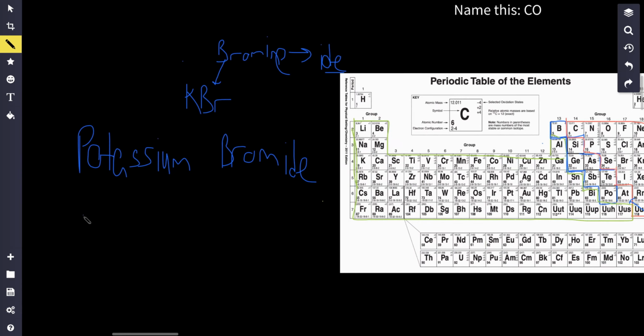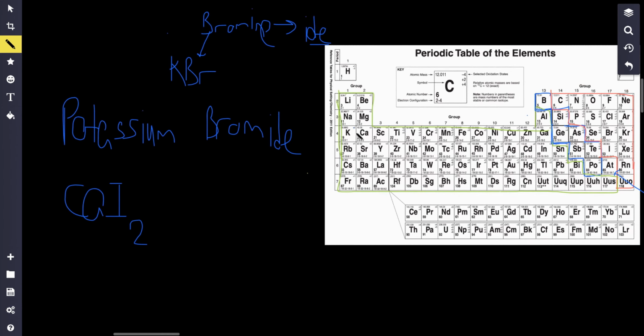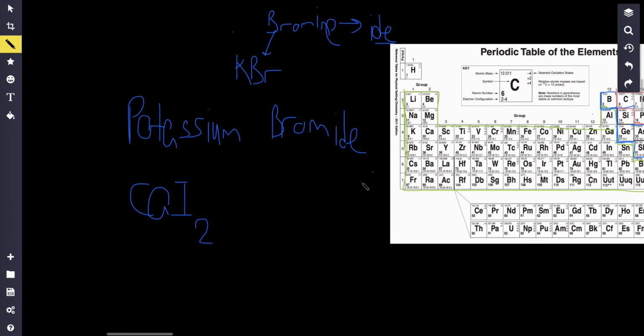We can do another example. So let's say we have CaI2. All right, so name this. Well, Ca is a metal, and this is calcium.